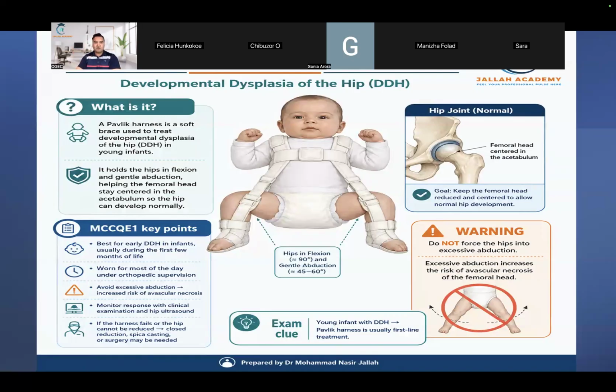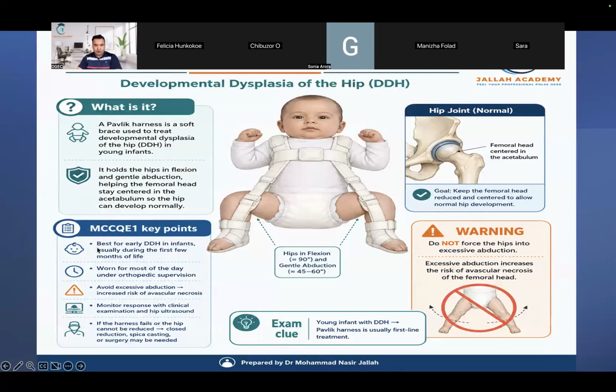So what is the Pavlik harness? The Pavlik harness is a soft brace used to treat developmental dysplasia of the hip in the young infant. It holds the hip in flexion and gentle abduction, helping the femoral head stay centered in the acetabulum so that the hip can develop normally.